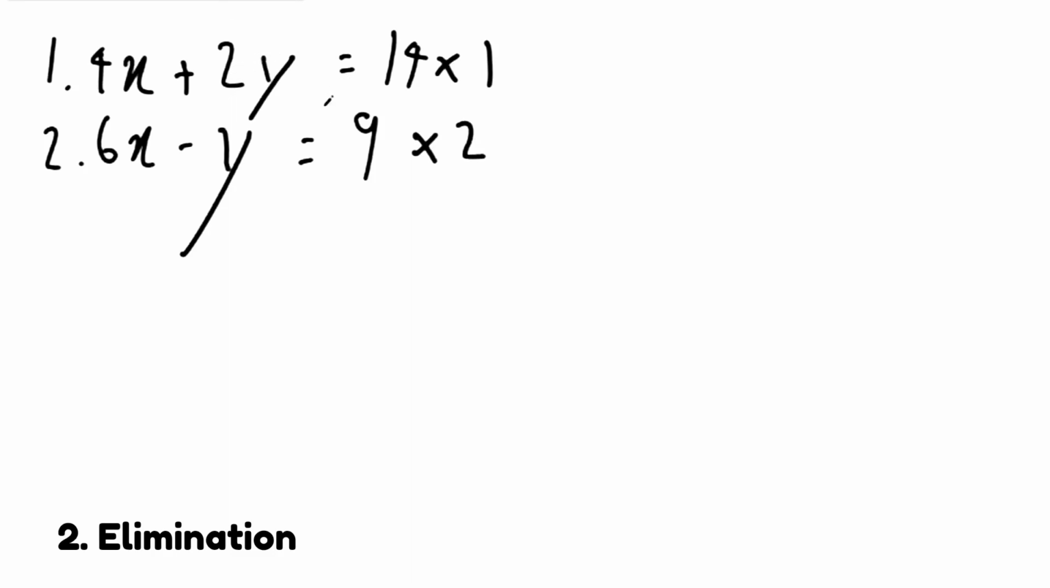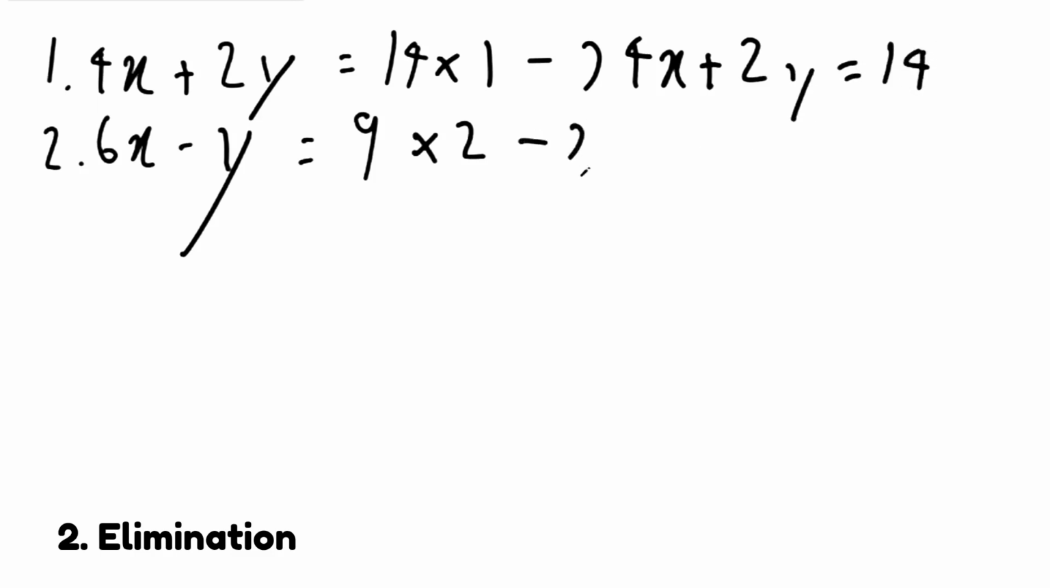So the first equation is going to become the same thing: 4x plus 2y equals 14. And then the second equation is going to become 12x minus 2y equals 18. And now, as you can see, the y coefficients are equal. So what we're going to do is cancel them out, and then we're going to subtract or add the equations.